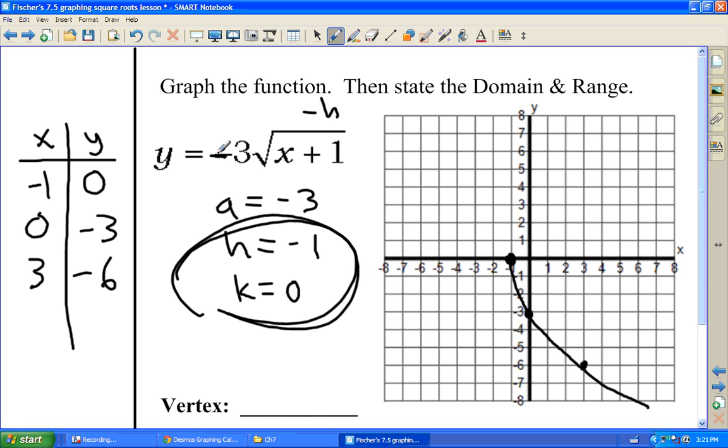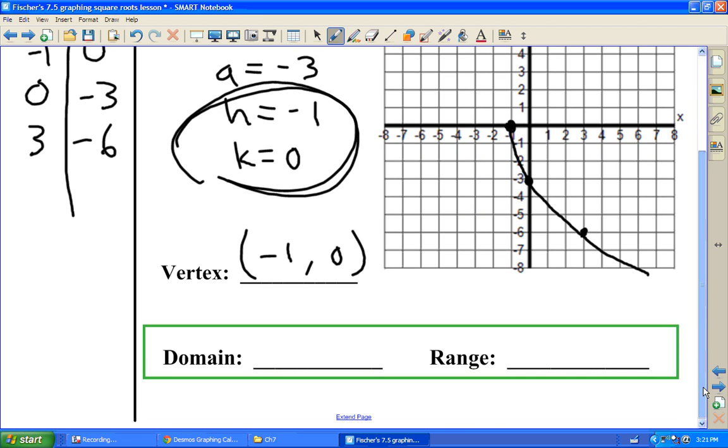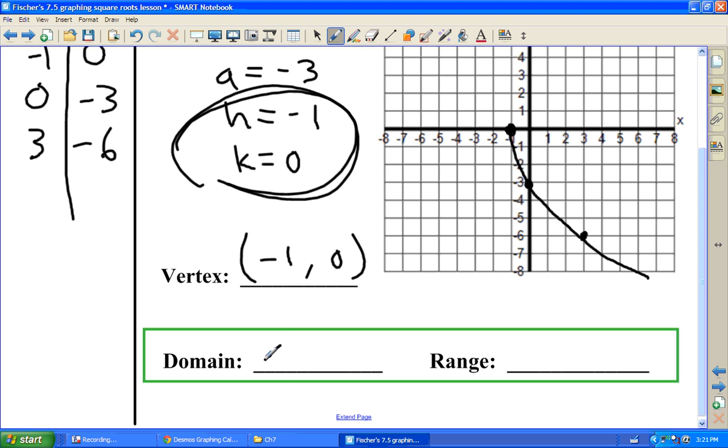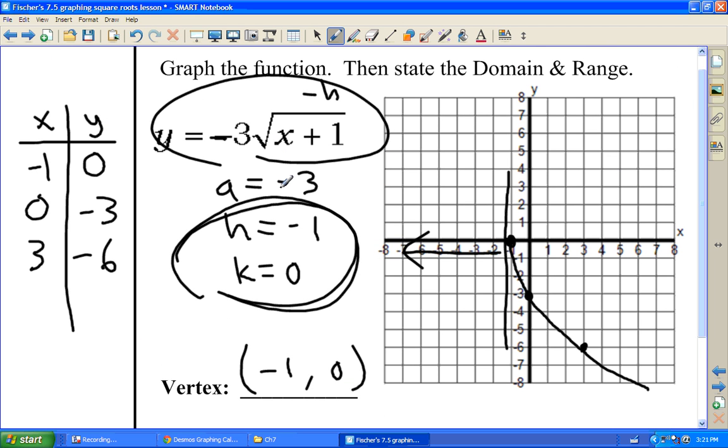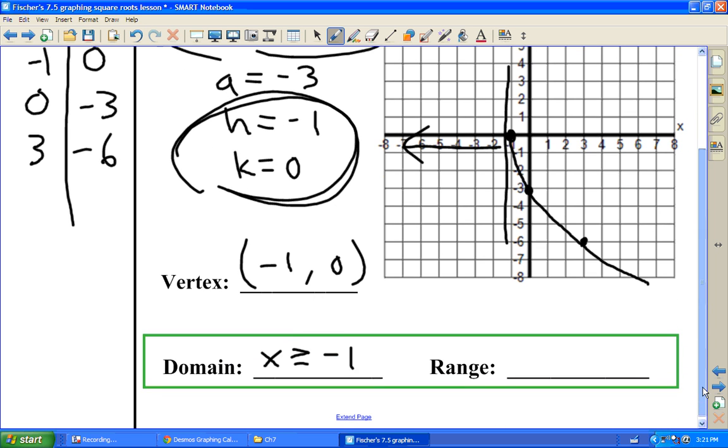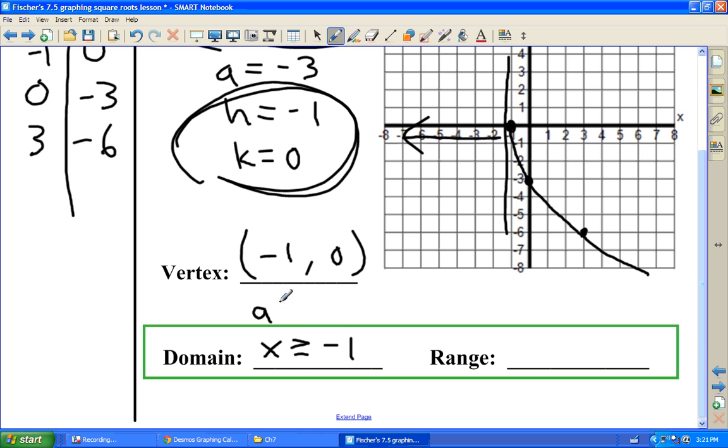Hope that helps you with square root functions and stating domain and range. Okay, let's talk about domain and range here. The vertex is going to be -1, 0. Okay, and my domain is going to be all x that are greater than or equal to -1, because I can't have any x's less than that. It'd be undefined because I would get a negative under the radical. Okay, see that? At -1, I get 0, and I can't have anything less than 0 under the radical. So that's why my domain is limited to all x such that x is greater than or equal to -1.